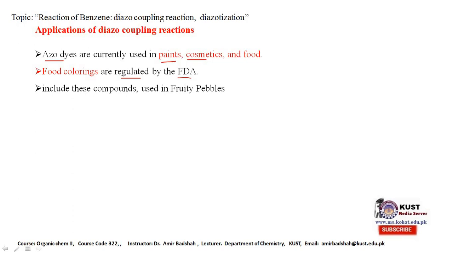It also uses compounds which make Fruity Pebbles, the various colors of sweets which are made, especially these are made by the use of azo dye compounds. These are some azo-based dyes which are used. This is Red number 40. It is the common name of this color compound, this dye where the azo group is present.